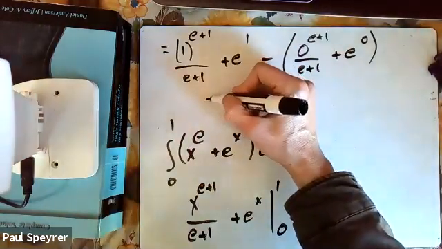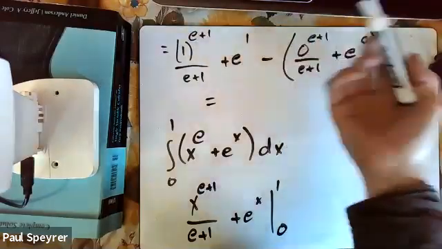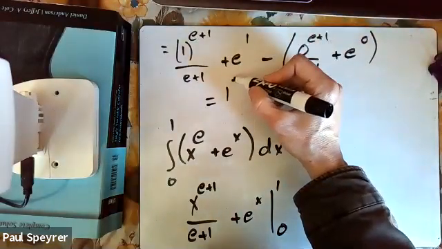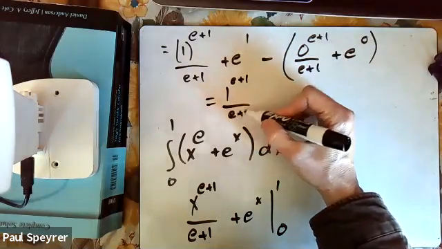Now, as far as simplifying, what can you do? 1 to the e plus 1. What is that? It's nothing nice. So guess what? It's just 1 to the e plus 1 over e plus 1.